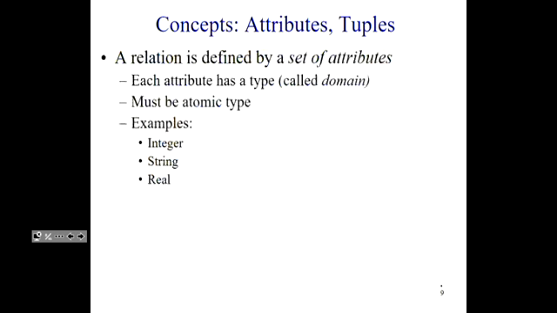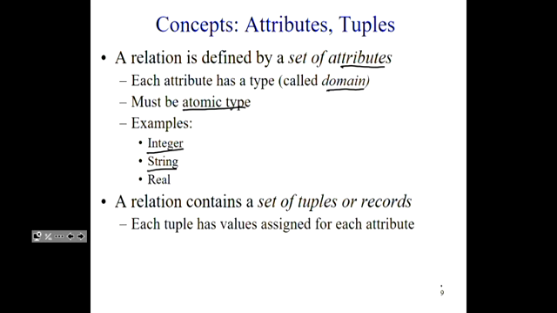Like I said, each relation is defined by a set of attributes. Each attribute has a type. This type is also known as the domain of an attribute. This type needs to be an atomic type. Returning to your question about why not use an array, arrays are not very efficient to use within a database system. So that's another reason why we force these attributes to be atomic. Examples of types include integer, string, and real.